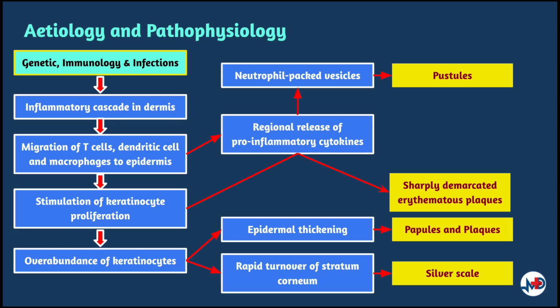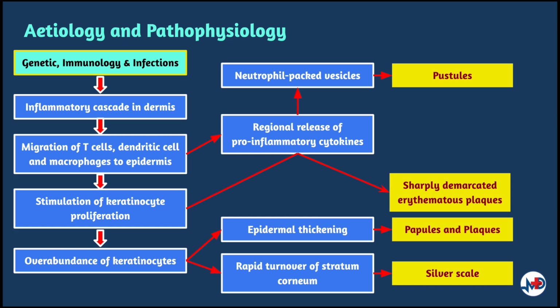In addition to that, the migration of T cells, dendritic cells, and macrophages to the epidermis also causes regional release of pro-inflammatory cytokines, leading to the development of neutrophil-packed vesicles, causing the pustules appearance. Lastly, the sharply demarcated erythematous plaques appear as a result of the stimulation of the keratinocyte proliferation and the regional release of pro-inflammatory cytokines.